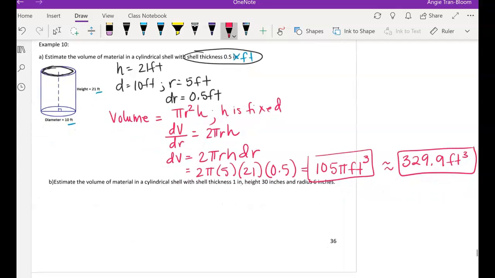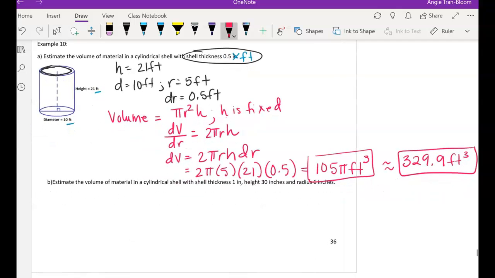With these types of questions, all of these numbers are given to me. What you really want to know is, do I know what they represent? That's really what you want to be mindful of. So here's B.